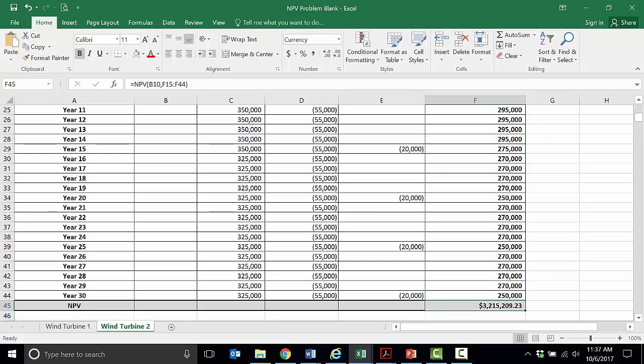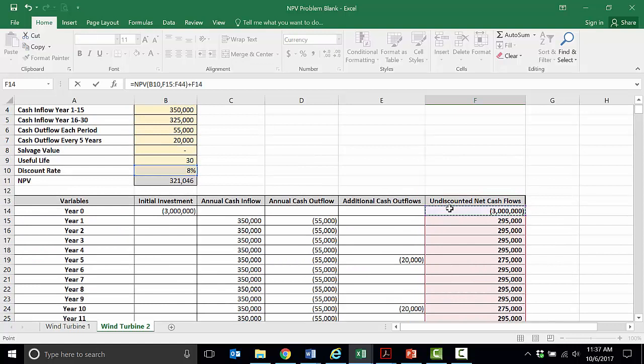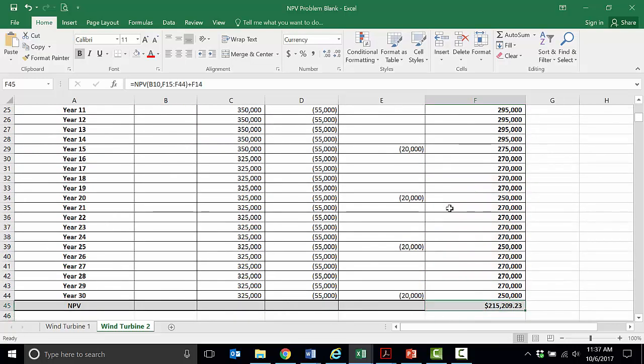Before we are done, we need to subtract the initial investment from the NPV formula. So I want to include the additional cash flow that occurred at year 0 of $3 million. It's already negative, so I'm going to add that negative number to the NPV calculation I already made, and I get a net present value of $215,209 and some decimals.